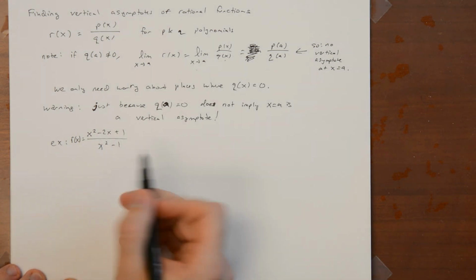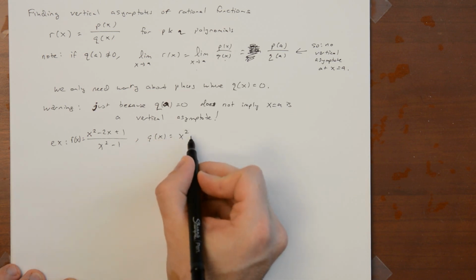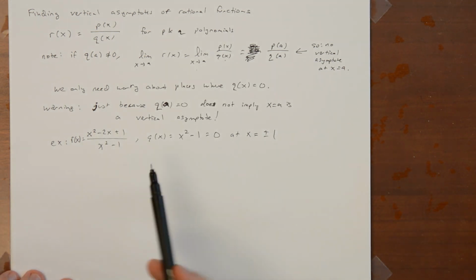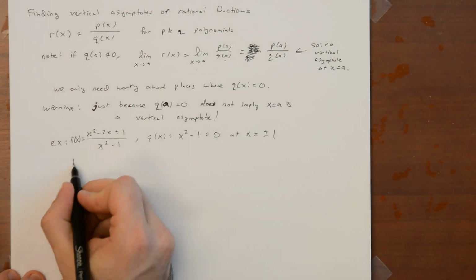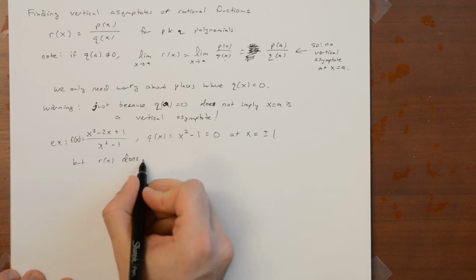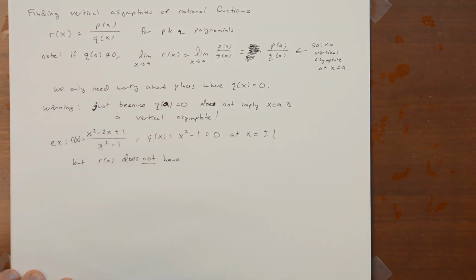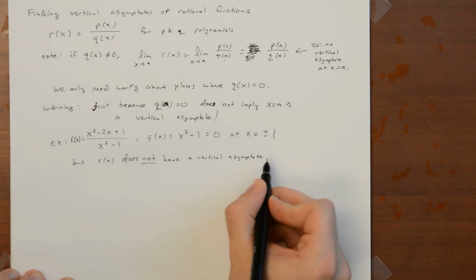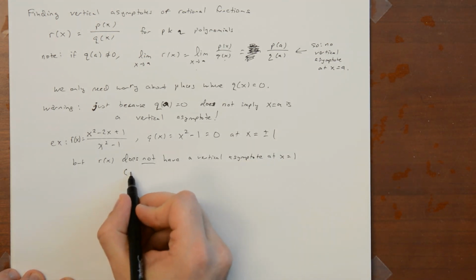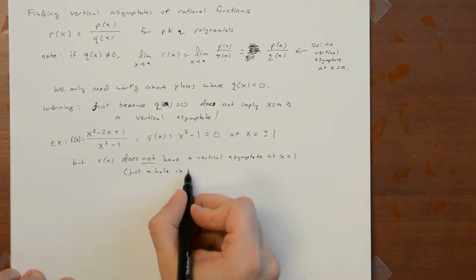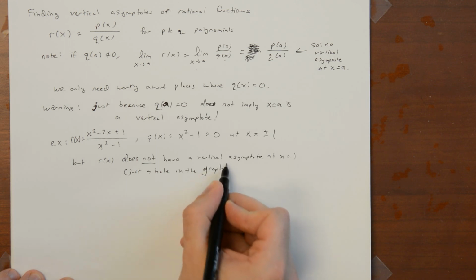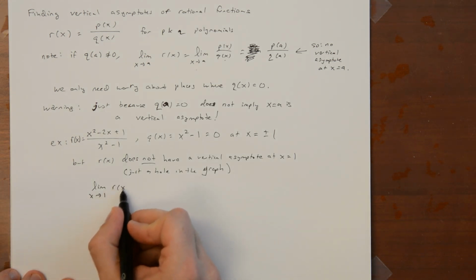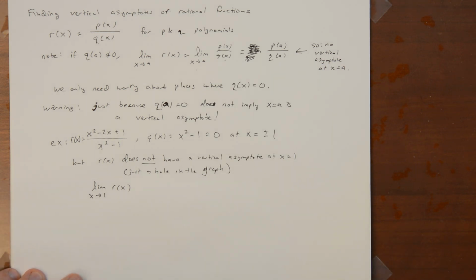The denominator here is x squared minus 1. And this is equal to 0 when x is plus or minus 1. But x equals 1 is not a vertical asymptote. So why is that? Well, if there were a vertical asymptote, the limit as x approaches 1 of r of x would be plus or minus infinity from one side or the other, but there's a finite limit as x approaches 1, right?